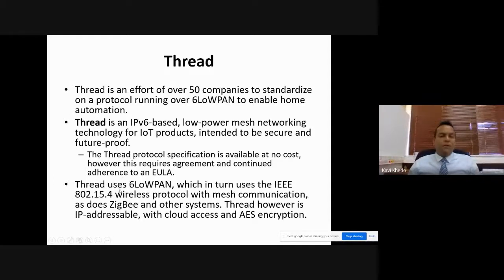Thread uses 6LoWPAN, which in turn uses IEEE 802.15.4. You see here, it's based on 15.4, but eventually the data goes to the internet, as does ZigBee and other systems. Thread, however, is IP addressable. ZigBee is not IP based. ZigBee is short distance communication, but here, what is the advantage of Thread? Thread allows you connection to the internet as well. It works on the sensors, plus it allows transmission to the internet with cloud access, and AES encryption is already provided.